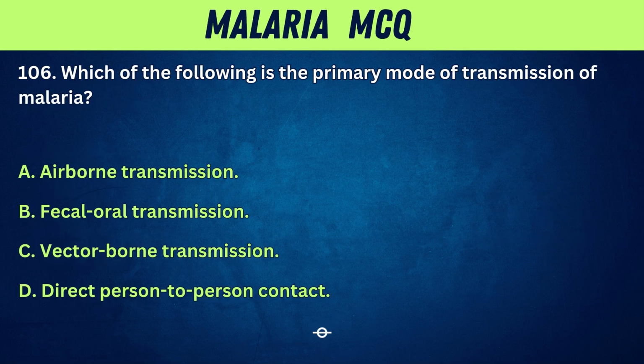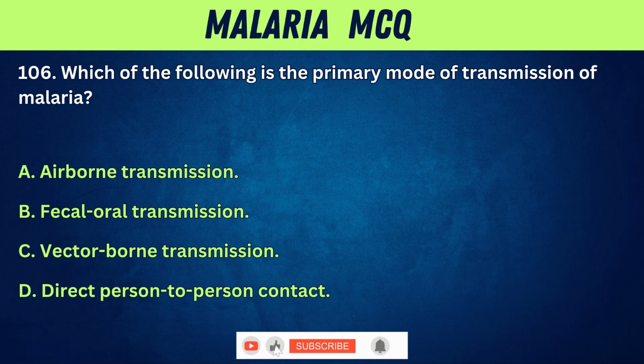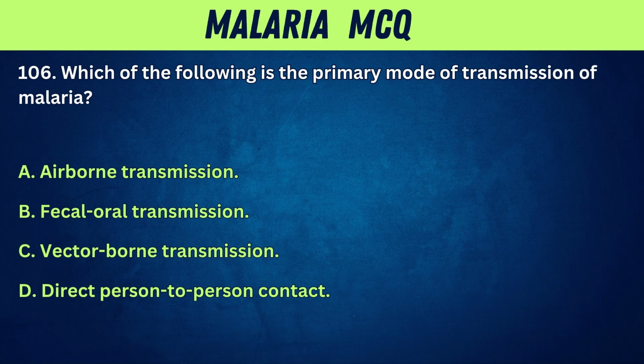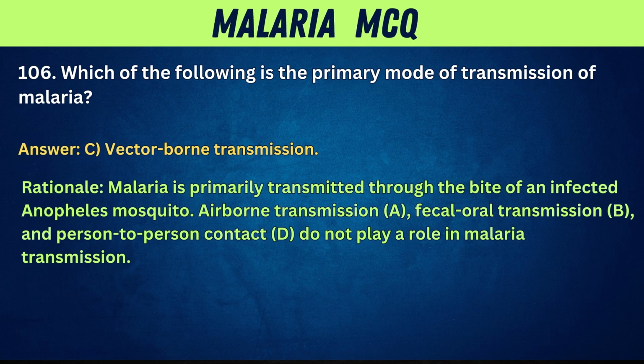106. Which of the following is the primary mode of transmission of malaria? A. Airborne transmission. B. Fecal-oral transmission. C. Vector-borne transmission. D. Direct person-to-person contact. Answer: C. Vector-borne transmission. Rationale: malaria is primarily transmitted through the bite of an infected Anopheles mosquito. Airborne transmission, A, fecal-oral transmission, B, and person-to-person contact, D, do not play a role in malaria transmission.